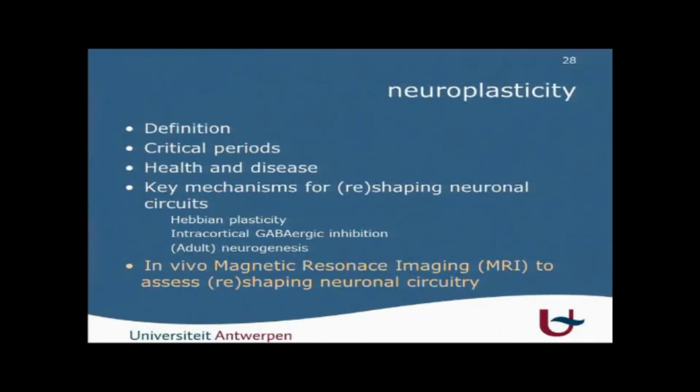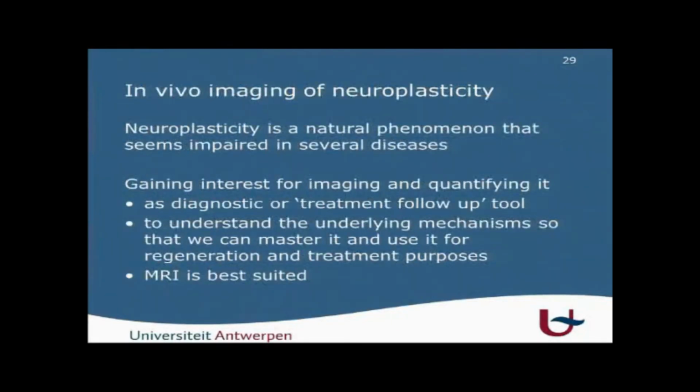Okay, after this short overview of neuroplasticity and what it means, I would like to show you how you can image neuroplasticity. The focus will be on MRI, because I think MRI is providing most of the tools to do this. As I said, neuroplasticity is a natural phenomenon that is impaired in several diseases, so there is growing interest in imaging and quantifying it, either as a diagnostic or treatment follow-up tool, or to understand the underlying mechanisms and then use them later on for treatment.